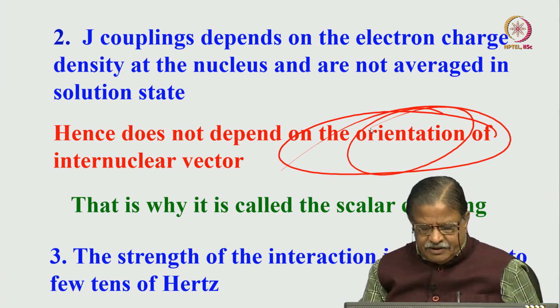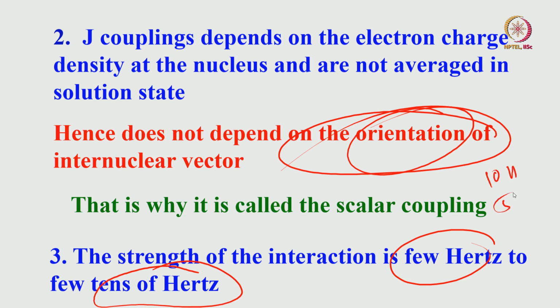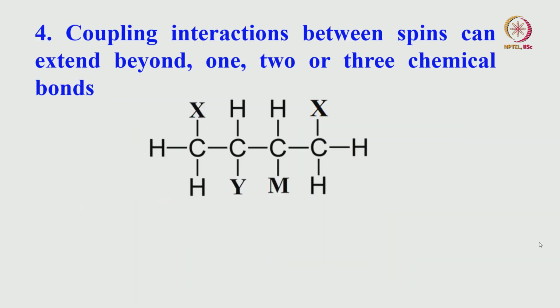The third important point is the strength of this interaction. The interaction strength is a few hertz to a few tens of hertz. For example, the J coupling could be 10 hertz, 5 hertz, or it could be 1000 hertz, 500 hertz, depending upon the nuclei of interest, the two interacting spins, whether it is homonuclear or heteronuclear. So the strength can vary from a few hertz to a few tens of hertz, sometimes hundreds of hertz.